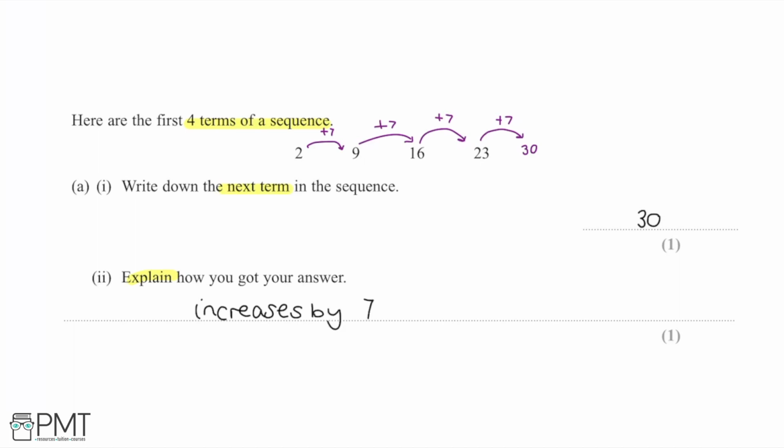So increases by 7, or writing that each term is 7 greater than the previous term, or alternatively coming up with the formula for this sequence. So that would be 7n minus 5 if we find what the 0th term would be. So 2 minus 7 gives us minus 5, and we've got that difference of 7, so 7n minus 5. Writing any of these things down would gain us this mark here for the explanation.